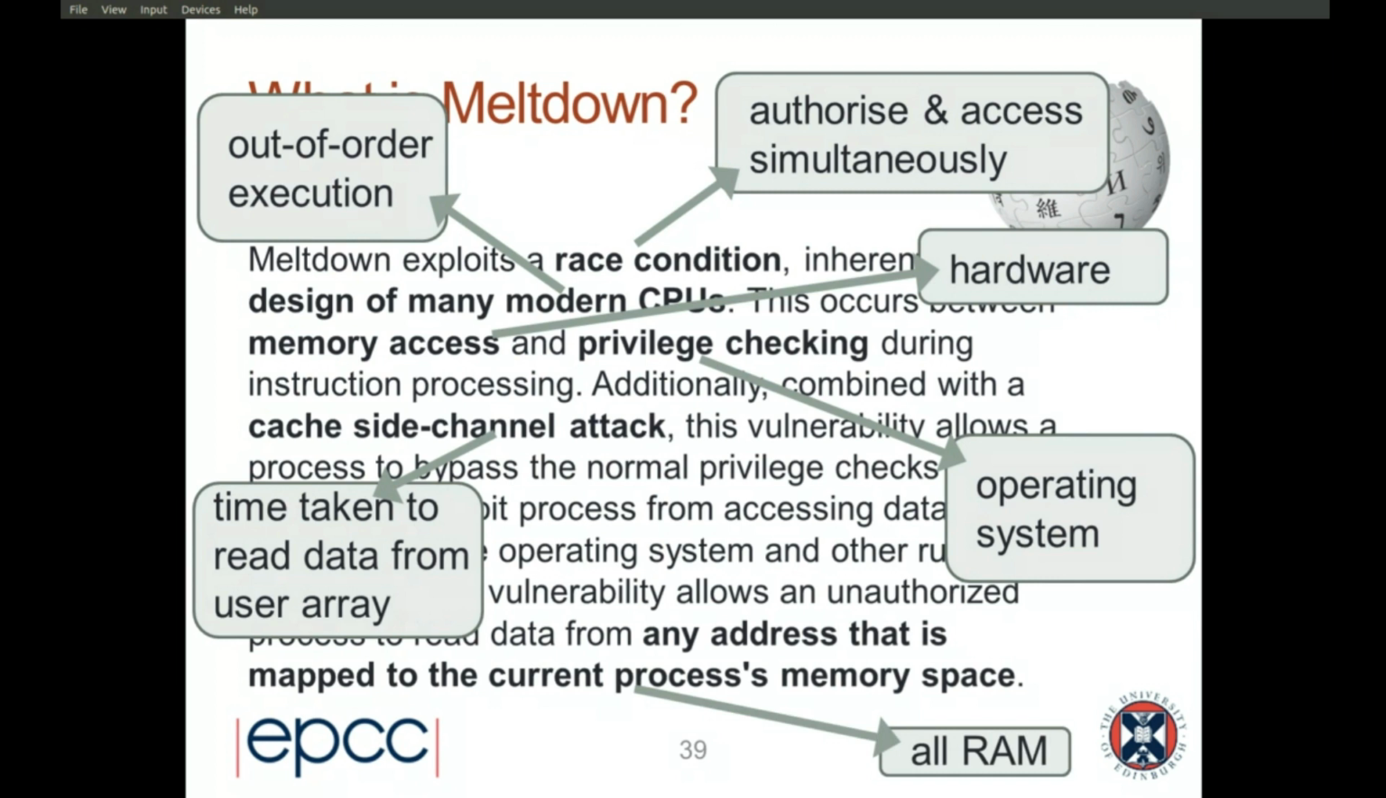And you can do it from any address that is mapped to the current process's memory space. And again, for speed reasons, all of RAM, the entirety of physical memory, is mapped into every process's memory space. That's the same as saying at the lawyer's office, they decided to store the secret documents and the public documents in the same back office to make things quicker.